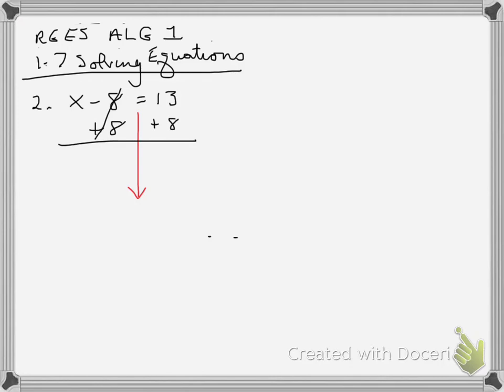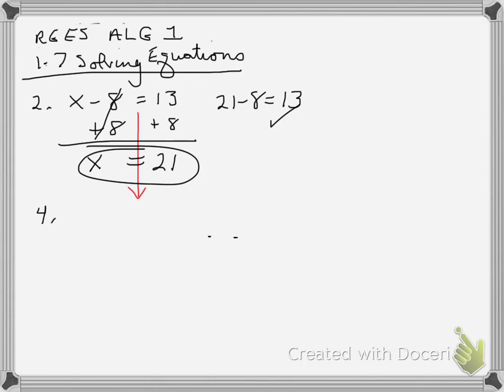If you had 6 and you added 8 to it, you get 14, and then if you subtracted the 8, you'd be back to the 6. So on the left side now, I get x equals, and 13 plus 8 is 21. Circle the answer. Also, you could check it mentally by plugging it in. I'm thinking in my mind, 21 minus 8, what does that equal? Well, that equals 13.